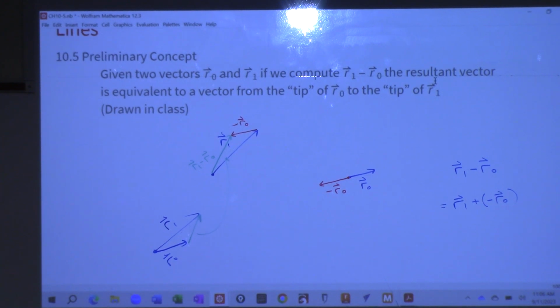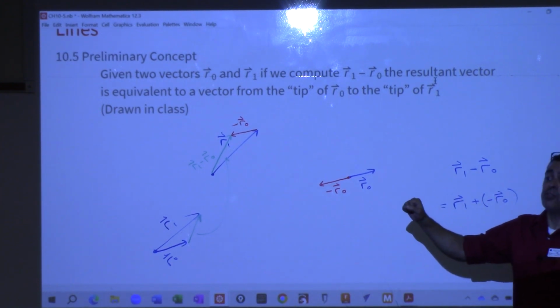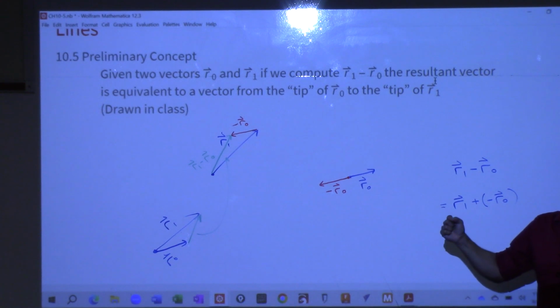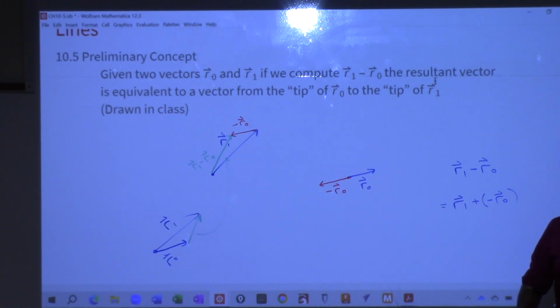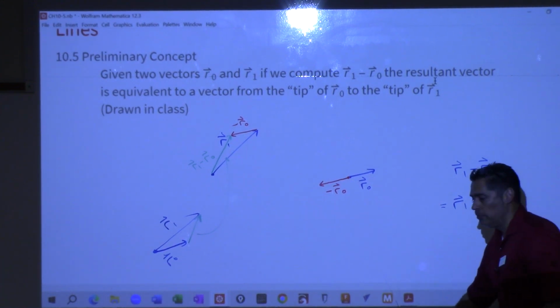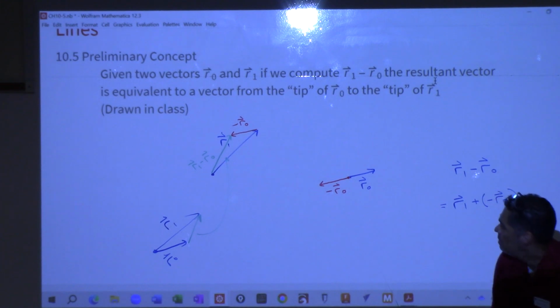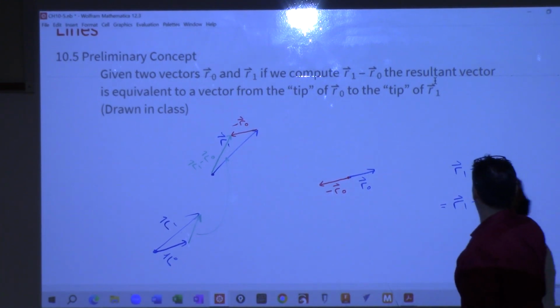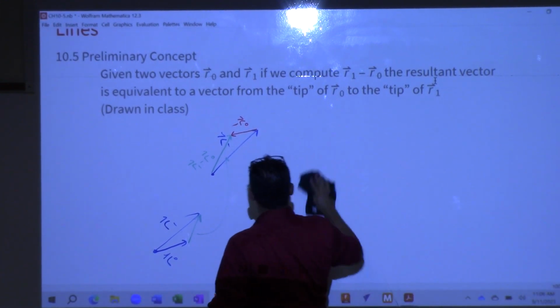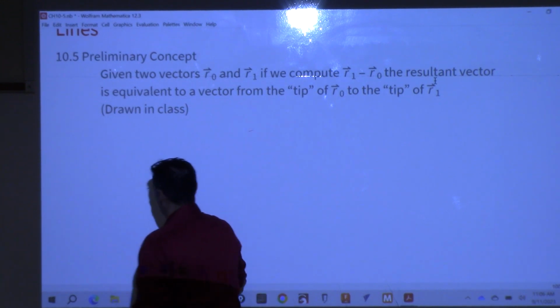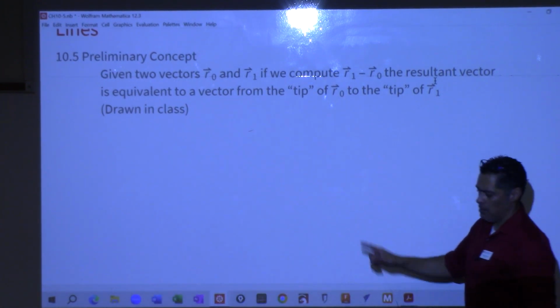So give me a vector, R1. Give me another vector, R naught. Subtract. And what you wind up getting is a vector that goes from the tip of R naught to the tip of R1. That's the takeaway. We need that for what I'm about to do. Yes? Okay. Here we go. Tip of R naught to the tip of R1.